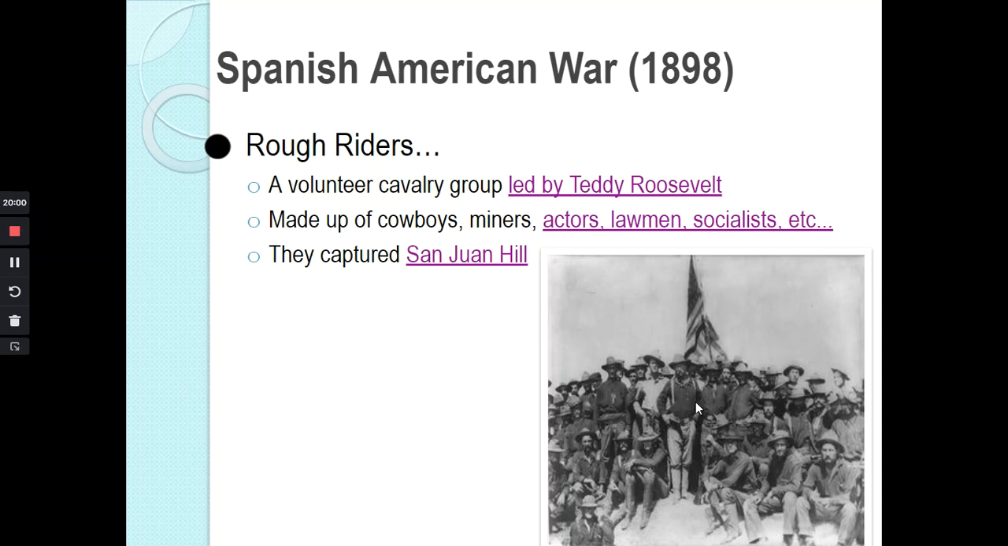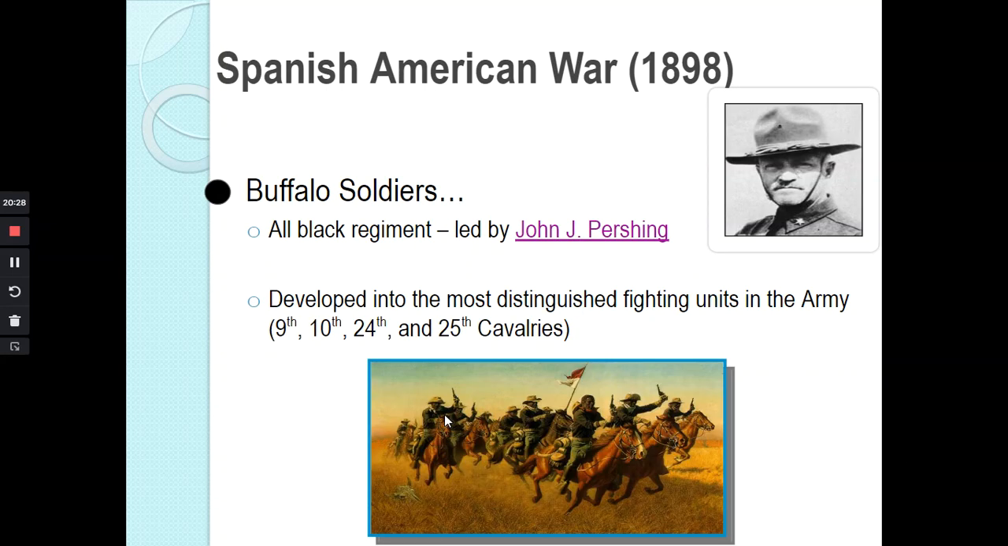And you see the famous picture here. You see the American flag. This is after the battle's over. This is after they've been saved by the Buffalo Soldiers. And you'll notice you don't see African Americans in this. So this picture is very misleading. But there he is. You can see that mustache and those famous glasses. There's Roosevelt right there, on San Juan Hill.